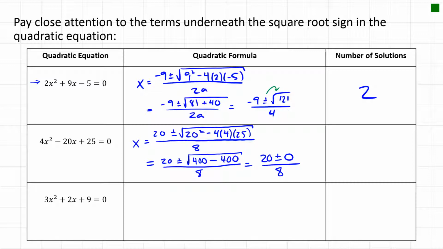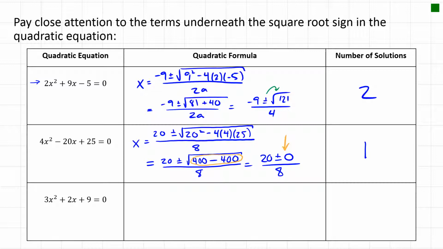If I add 0 or take away 0, those are actually equivalent expressions. 20 plus 0 divided by 8 is the same as 20 minus 0 divided by 8. So in this case, I only get one solution because of this plus or minus 0. Because underneath the square root sign the net value was equal to 0, I only got one solution to the quadratic equation.